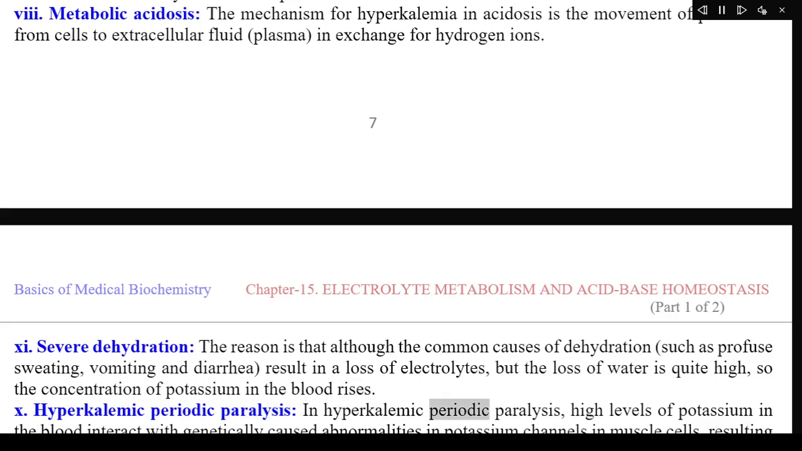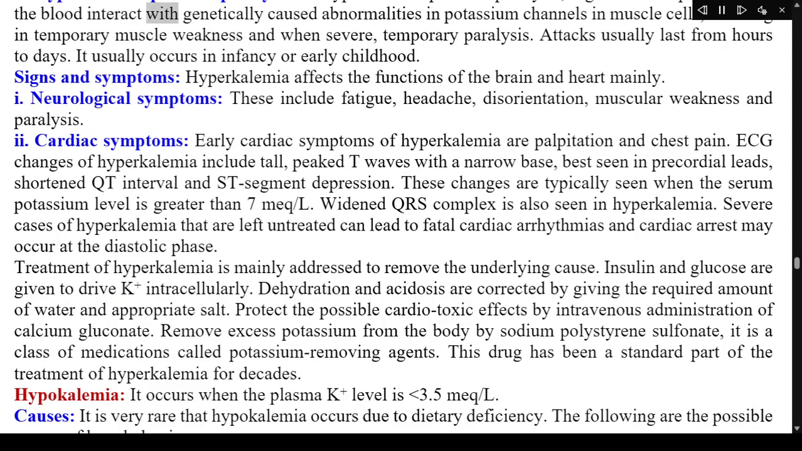In hyperkalemic periodic paralysis, high levels of potassium in the blood interact with genetically caused abnormalities in potassium channels in muscle cells, resulting in temporary muscle weakness and, when severe, temporary paralysis. Attacks usually last from hours to days. It usually occurs in infancy or early childhood.